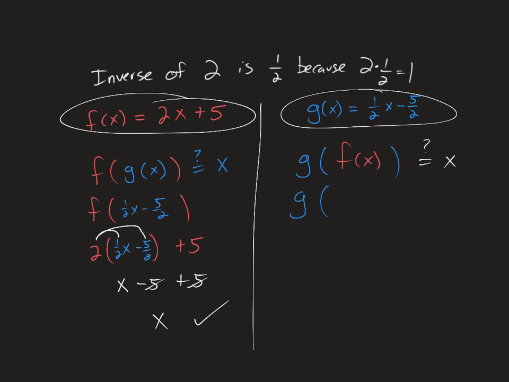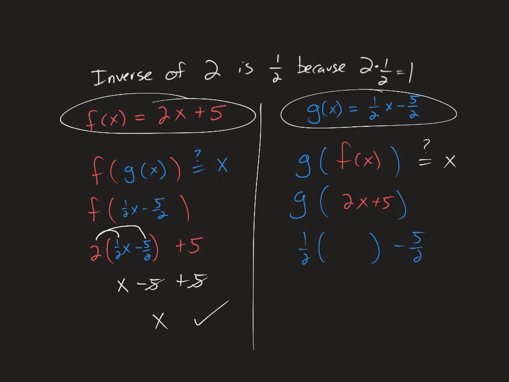g of f of x. Well, what's f of x? f of x is 2x plus 5. And g of f of x says, okay, what's g of x? g of x is 1/2 times x minus 5 over 2, so 1/2 times the stuff minus 5 over 2.